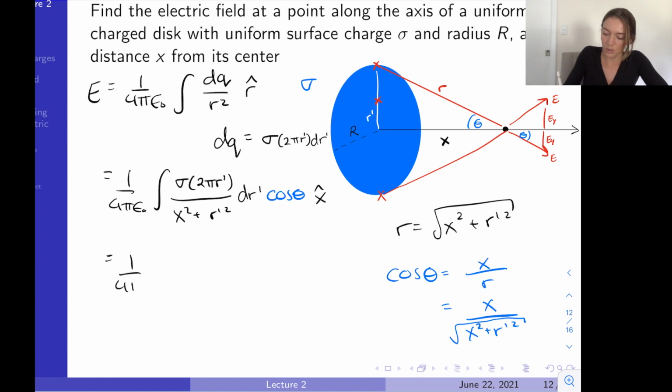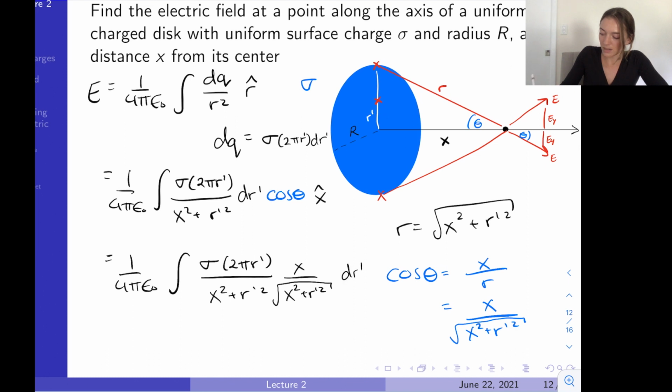Okay, so now let's rewrite this here. So we've got 1 over 4 pi epsilon naught sigma 2 pi r prime over x squared plus r prime squared. And then we have our cosine, which is x over the square root of x squared plus r prime squared. And then this is all dr, and that's all also in the x hat direction. Okay. So also, we just need to write our limits of integration. Remember, we're integrating all these little rings from 0 radius all the way out to capital R radius. So our limits of integration are from 0 to capital R.